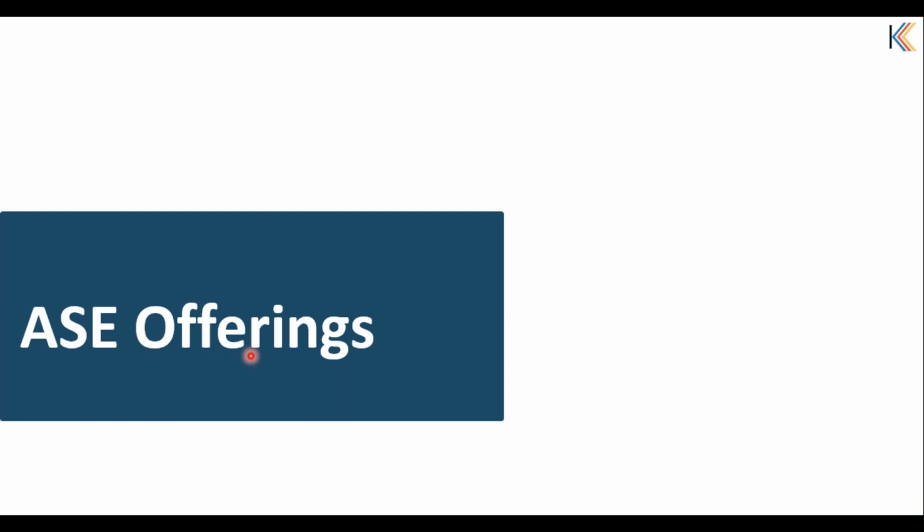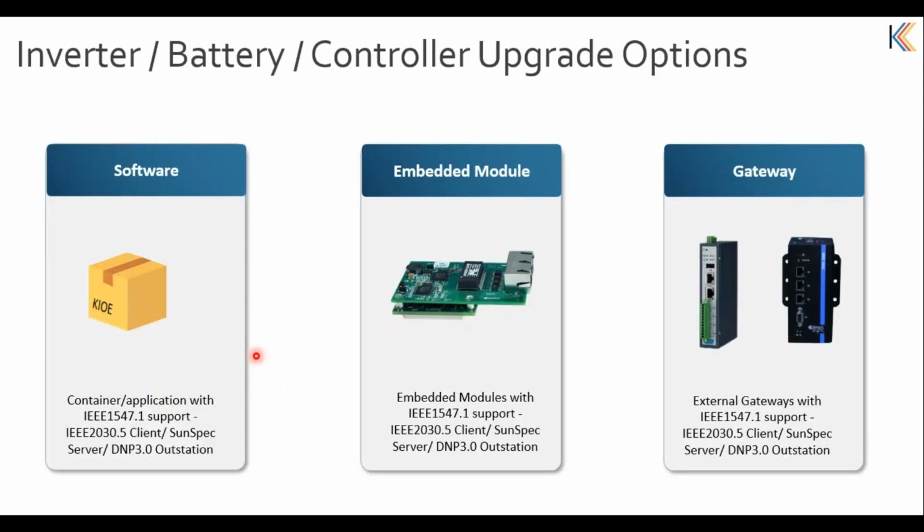So what are the ASCs offering for complying OEM devices for 1547 or UL1741 SB? We provide all the three options. The software option we call KIOE, that's the Kalki IOU software, which is primarily software which can be a native Linux application deployed on the devices, or it is also available as a container, be it a Docker container or any other container flavors which can be deployed on their devices.